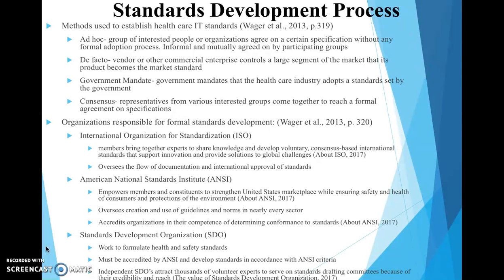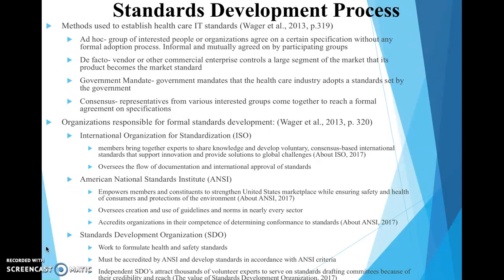The next one is the American National Standards Institute. It empowers members and constituents to strengthen the United States marketplace while ensuring safety and health of consumers and protection of the environment. It also oversees creation and use of guidelines and norms in nearly every sector and accredits organizations in their competence of determining conformance to standards.